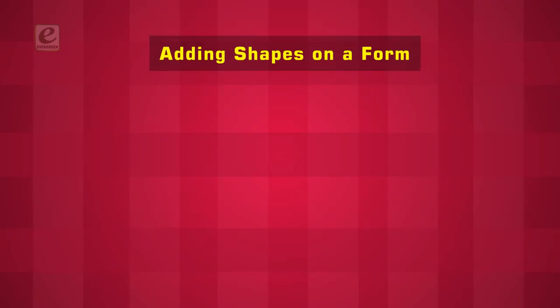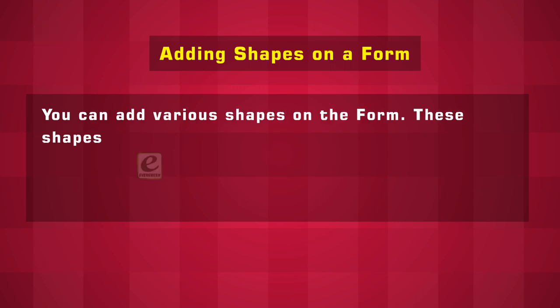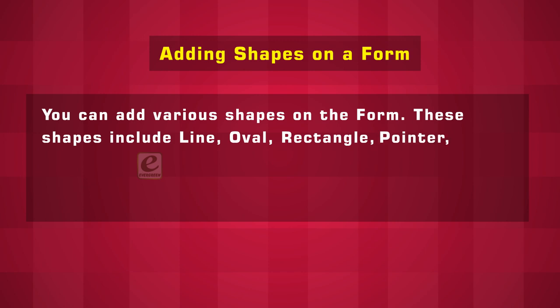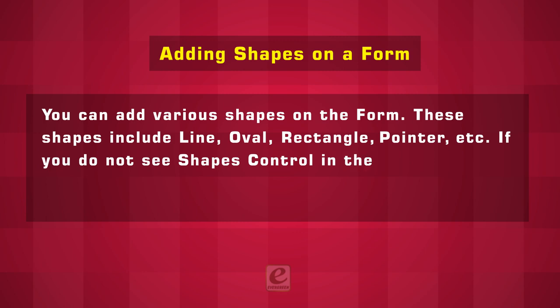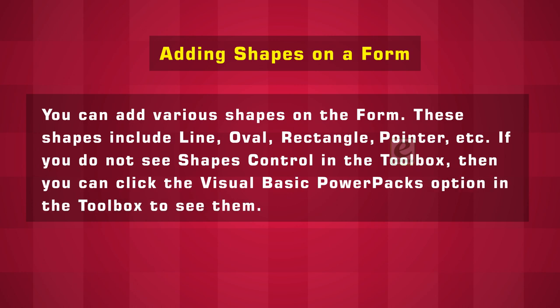Adding shapes on a form. You can add various shapes on the form. These shapes include line, oval, rectangle, pointer, etc. If you do not see Shapes control in the toolbox, then you can click the Visual Basic Power Packs option in the toolbox to see them.